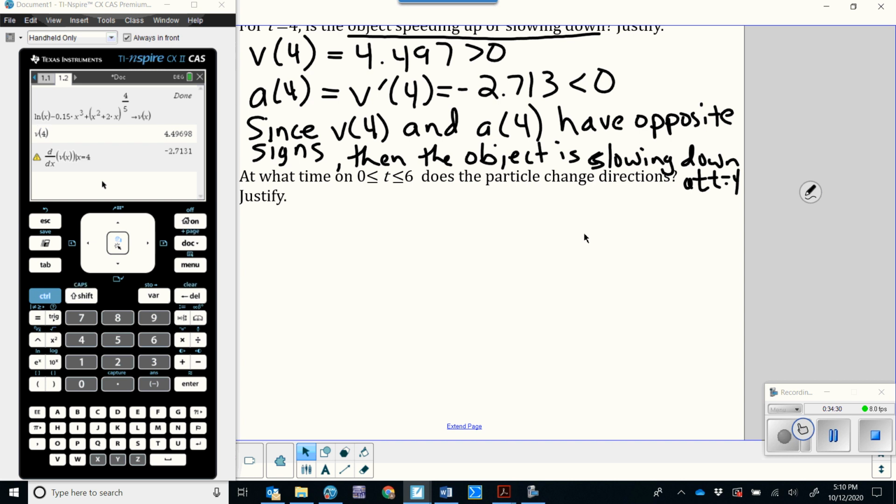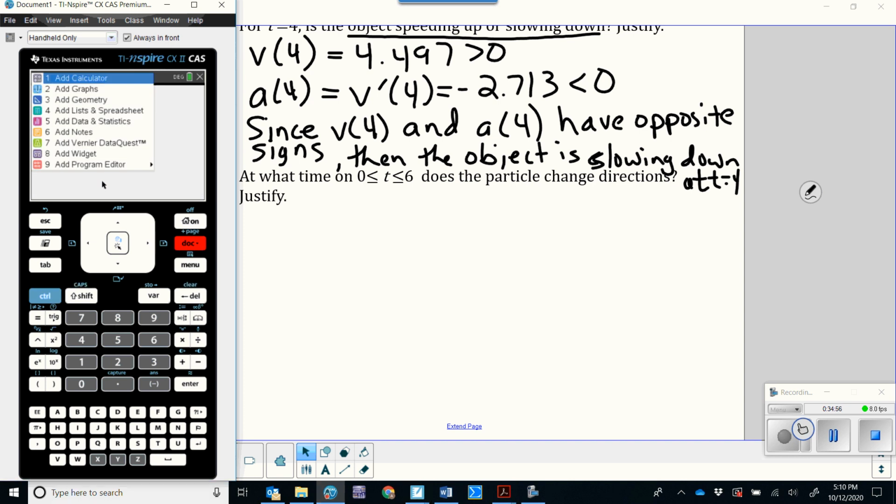So to determine if it changes directions, I need to know, when is the velocity 0? Now, I could use the solver for that, but you know what? It would be better for me to look at this on a graph, because to know if the particle changes direction, I need to see if the velocity changes signs. Well, a graph would be a way easier way to figure that out. So I'm actually going to add a page here, and I'm going to add a graph. Now remember, I already called this v of x, so I'm just going to write v of x and then graphic.